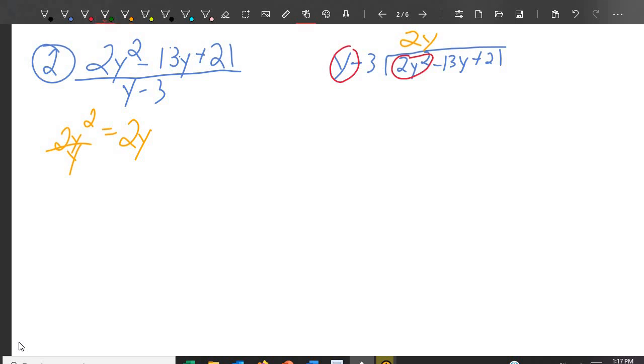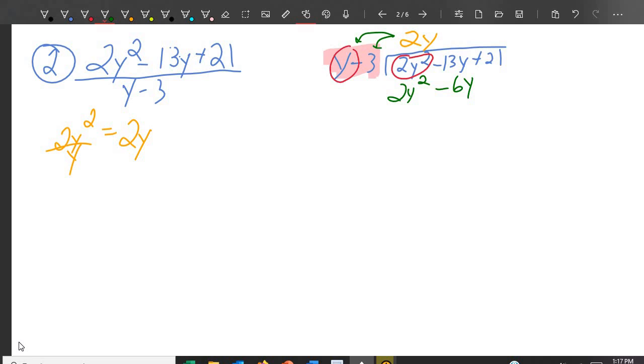Now we're at the point where we have to distribute to both pieces. Highlight that in pink. You have to distribute that to both pieces. So let's do that, and we're going to get 2y times y is 2y squared. 2y times negative 3 is negative 6y.